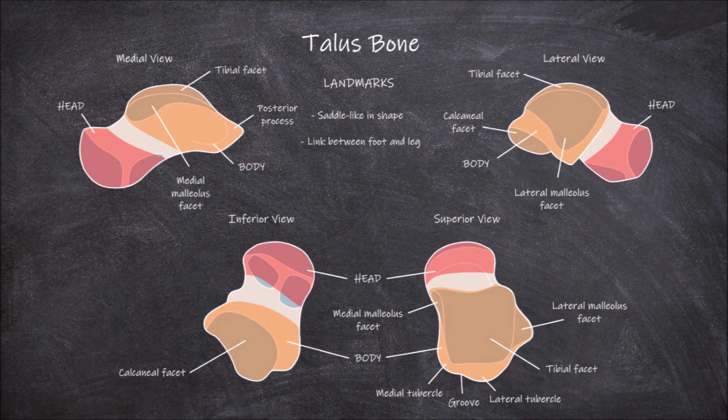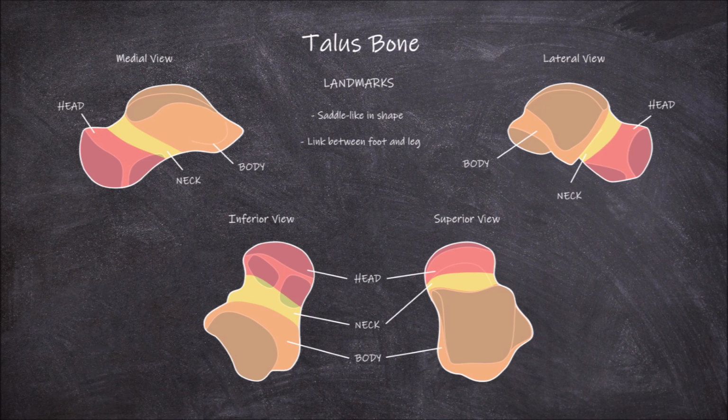The third and final region of this bone is the neck. The neck region is the narrow region found between the head and the body regions of this bone. On the plantar surface of the neck region, a deep groove is formed known as the sulcus tali.